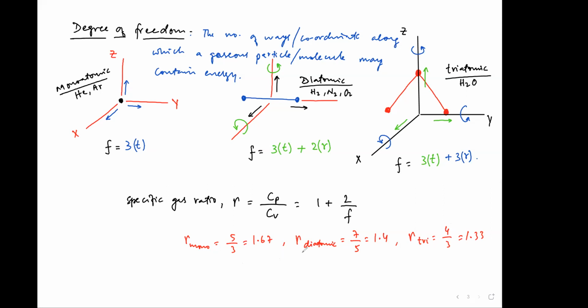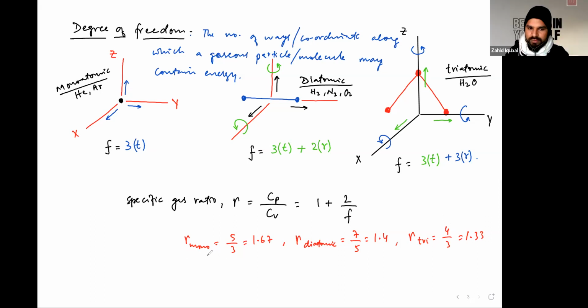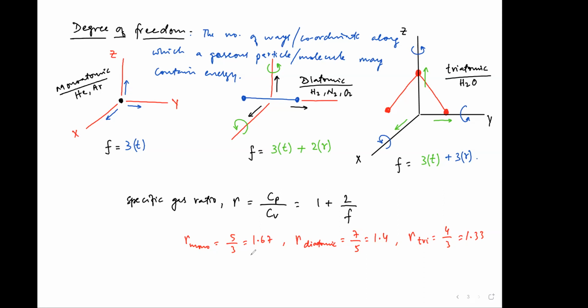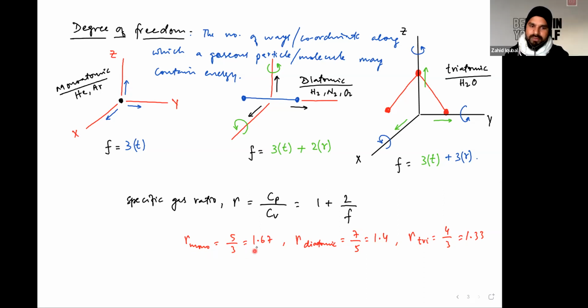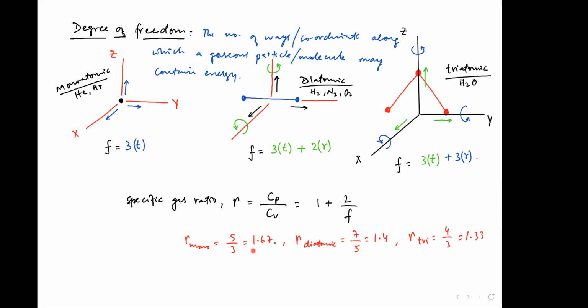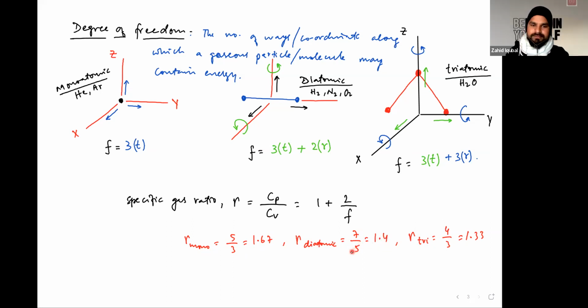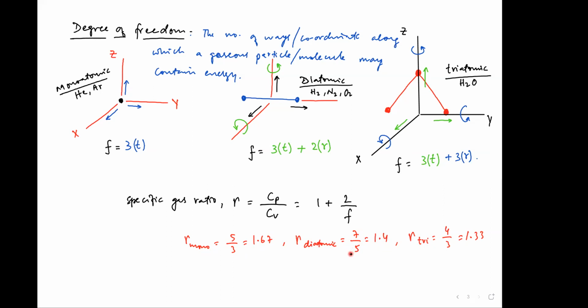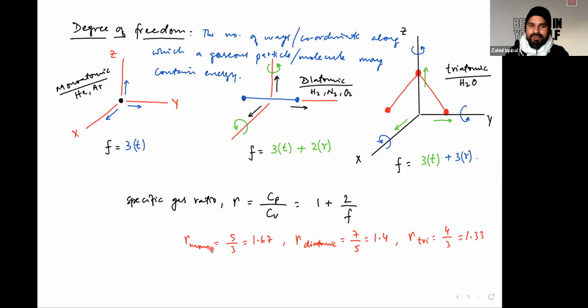Can you repeat the question? Which value of gamma is maximum for monatomic, diatomic, triatomic? Diatomic is maximum. No. For monatomic, we have how much? 1.67. And for diatomic, how much? 1.4. So which is greater? 1.67 is greater than 1.4. Okay, so we can say gamma is maximum for mono, then di, and then tri.